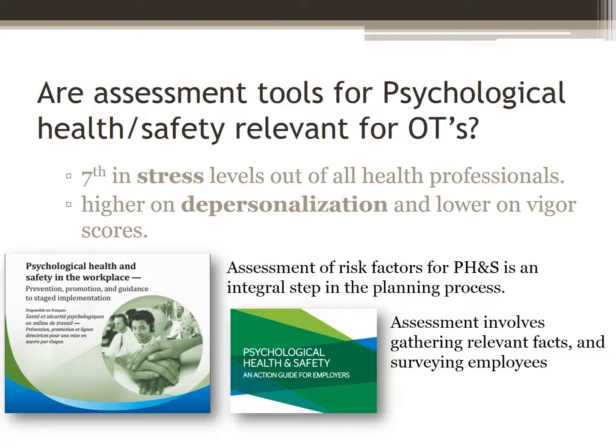According to the guidelines set out by the Mental Health Commission of Canada, assessment of risk factors that cannot be eliminated is an integral step in the planning process. They state that successful identification of the issues will determine where to begin to address concerns and make improvements. The action guide indicates that the planning stage involves gathering relevant facts about the organization and then surveying employees, making sure that they're active participants in initiatives to improve psychological health and safety.